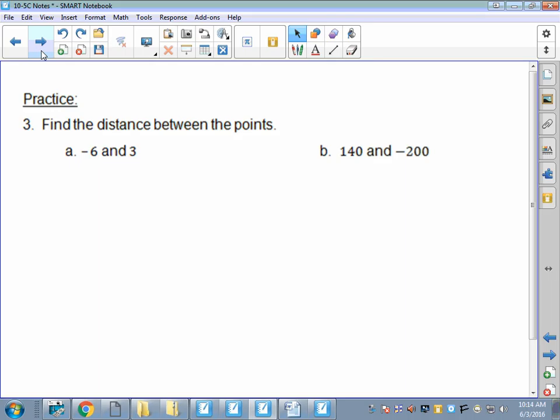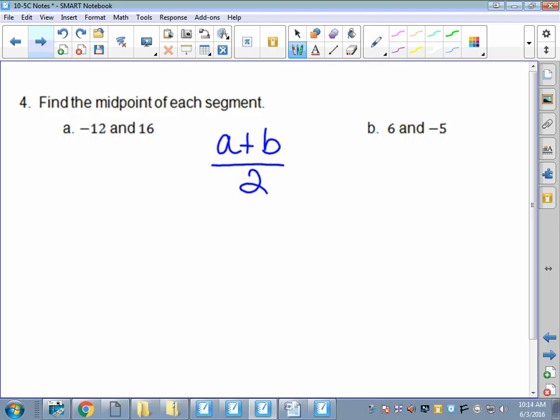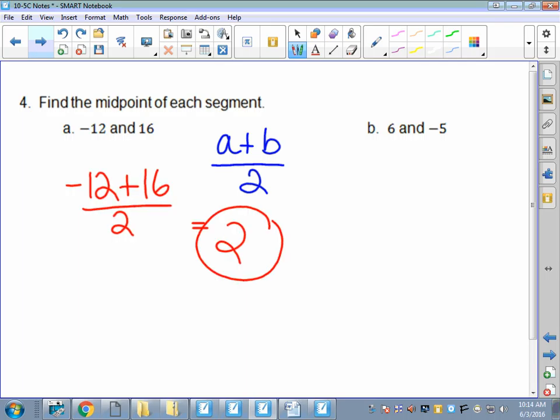So let's skip this, find the distance between the points. Let's go to this, find the midpoint of each segment. So notice -12 and 16 is just straight up on a number line, right? There are no ordered pairs. So to find the midpoint, I'm going to take my two points and divide by 2. So -12 plus 16 divided by 2, I believe that would be 4 divided by 2. So the midpoint would be at 2.